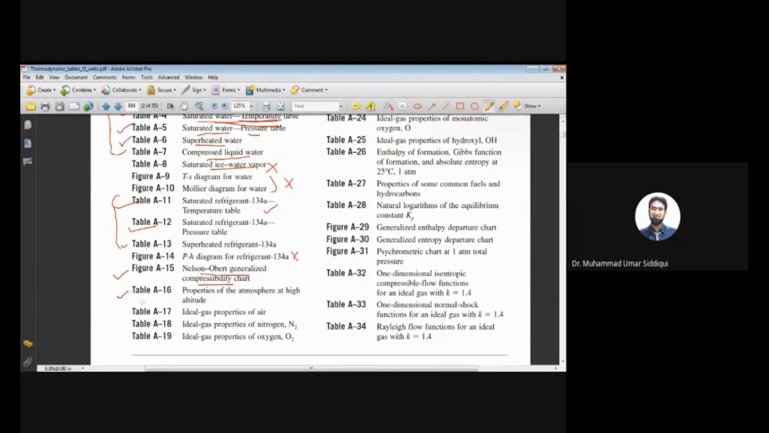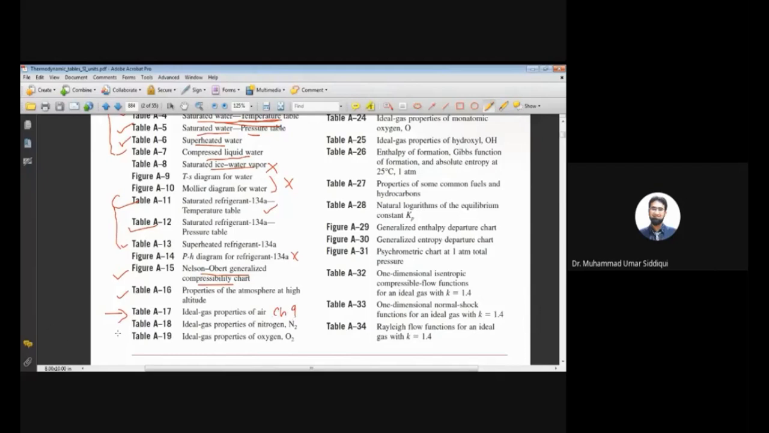Then we have ideal gas properties. Now, ideal gas properties of air, table A17, will be a very important table, but not for now. It will be for chapter 9. Chapter 9 will be totally focused on this one, ideal gas properties of air.